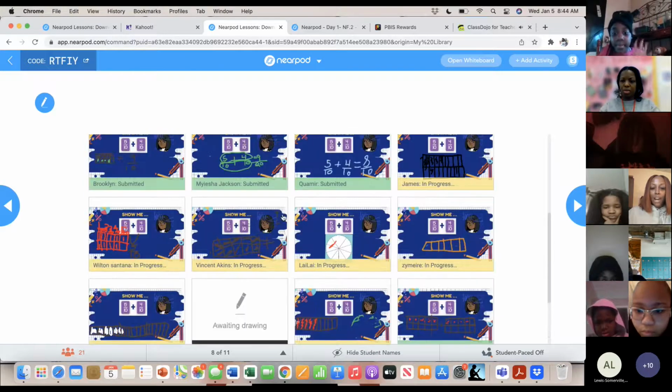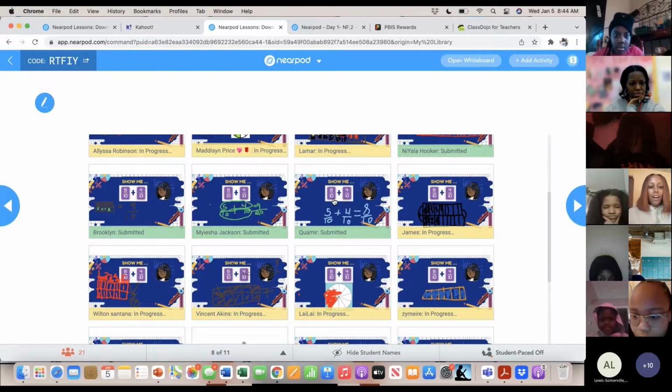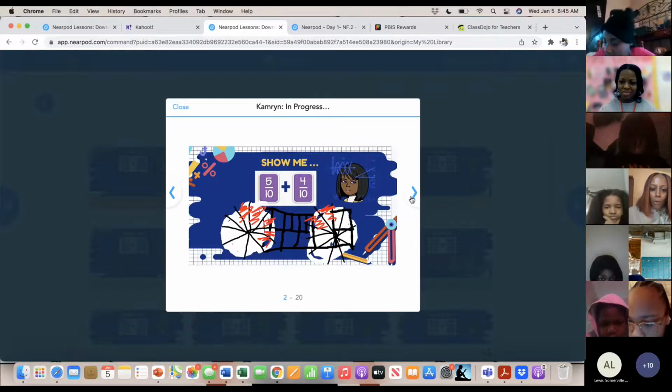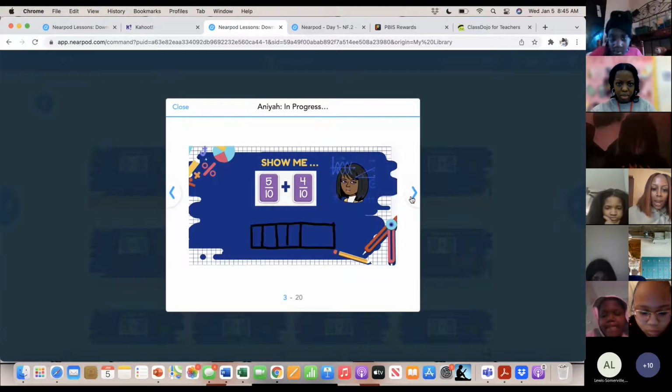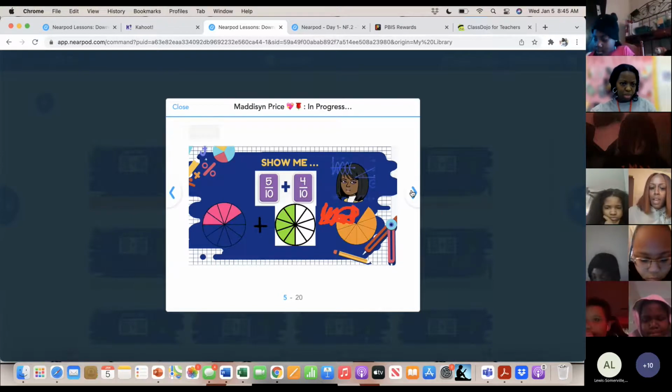What I like is that y'all are using all of your Nearpod tools to solve these. I'm going to go through a few of them. All right, I see Zaynab has her 5/10. She drew 5/10 at the top and then 4/10 at the bottom. Cam was working on both of her strategies, the circle and the fraction bars. Anaya, I see you just got one fraction bar. So in that 2.5 minutes, I should see a little bit more than that.